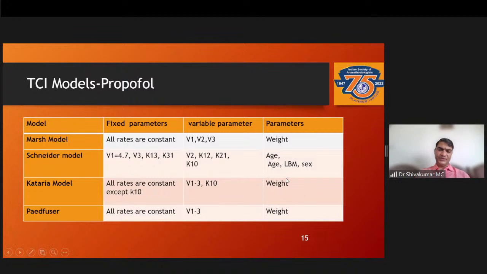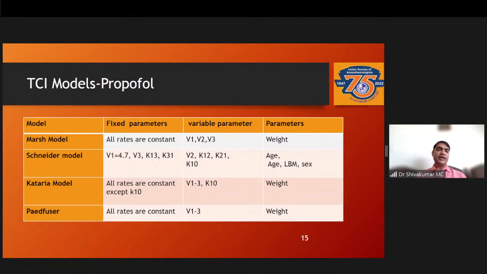These are based on the weight of the patient, because it's very important. As the weight of the patient increases in pediatrics, the compartment size also increases. So especially the plasma compartment also increases. V2 increases and V3 also increases with the weight of the pediatric patients. In the Paedfusor model, all rates are constant, and the variables are similar to the Kataria model. V1 to V3 are the variable. This is also based on the weight of the patient. So compartments V1 to V3 vary with the weight of the baby or pediatric patient.